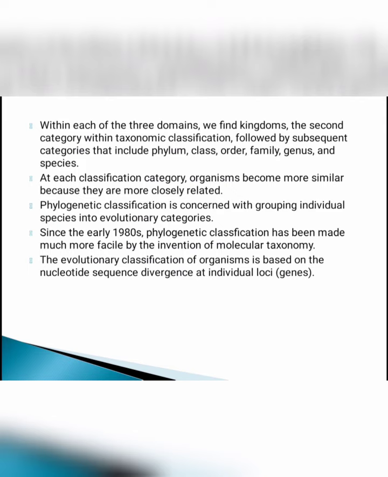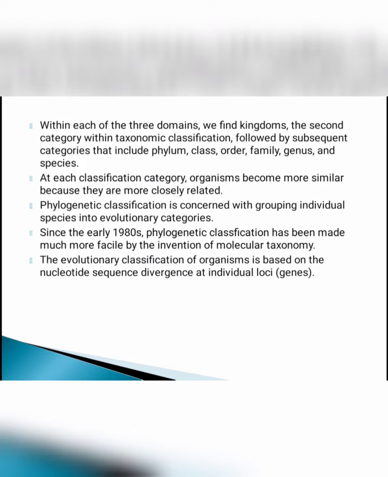At each classification category, organisms become more similar because they are more closely related. So, at each successive classification category, organisms become more and more similar because they are more closely related. Phylogenetic classification is concerned with grouping individual species into evolutionary categories. So, phylogeny, as we already know, is evolutionary classification.